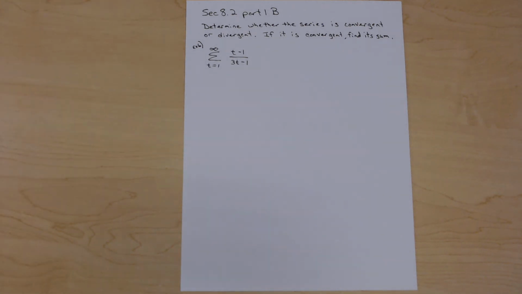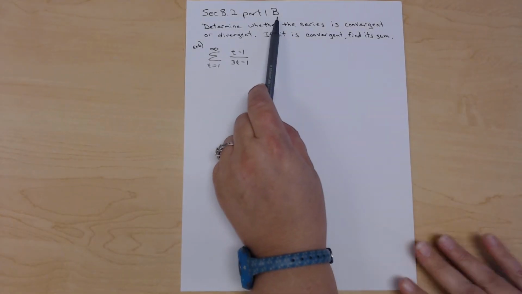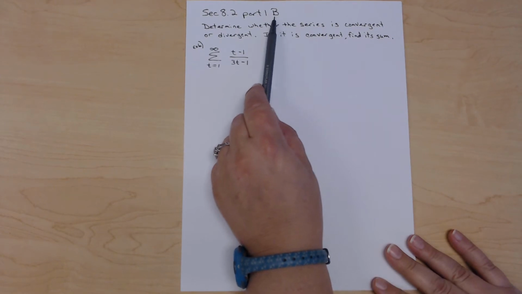All right, guys, let's finish section 8.2, part 1. I know it's a little annoying with the A and B, but it is so much easier to download. So we might just have to stick with this for a while. We'll see how it goes.